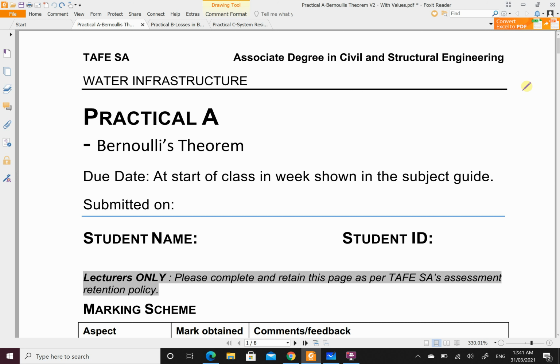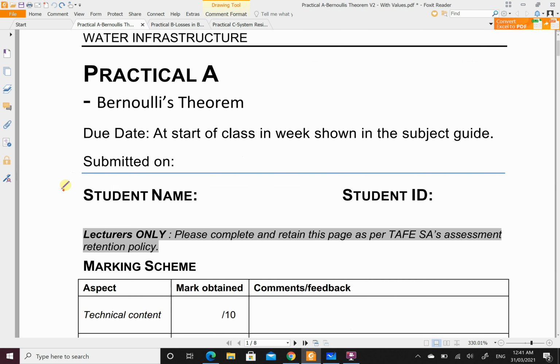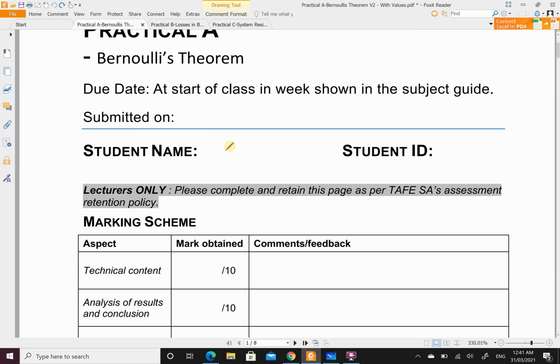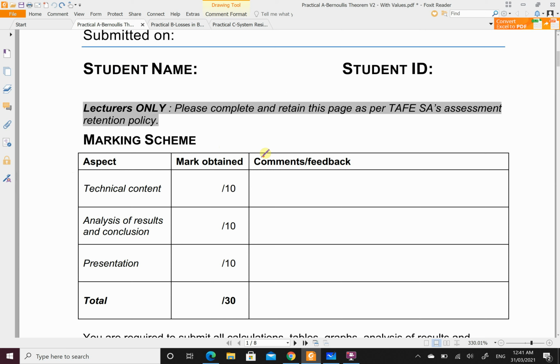I'm just going to go through practicals A, B, and C through the assessment or the bit of paper that you're going to submit to me, and then I'll go through and do the recording of the actual practical. So practical A is the Bernoulli's theorem. What you need to do is on the first page, I need your name and student ID.